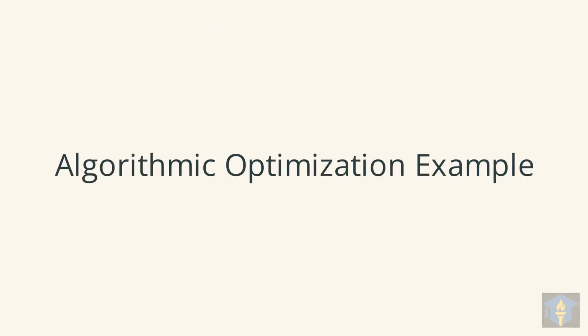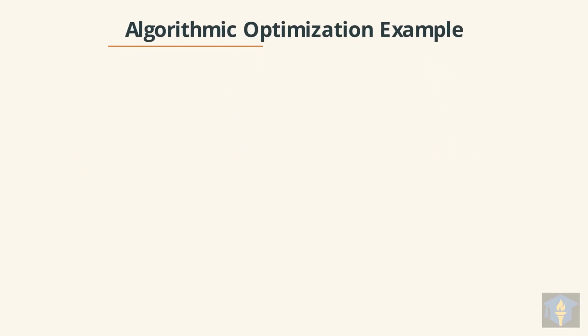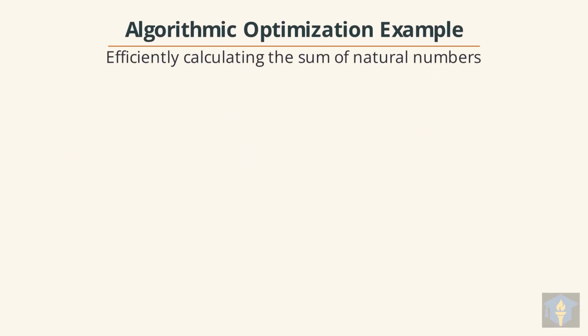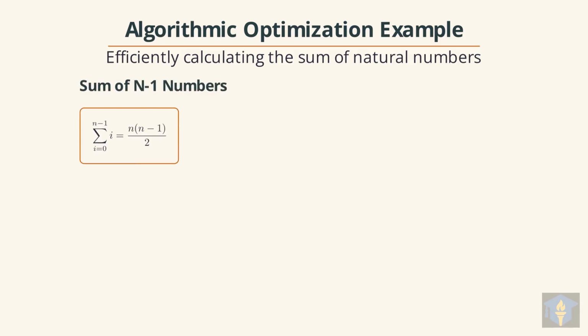Let's look at a concrete algorithmic optimization example to see how we can significantly improve performance. We will explore how to efficiently calculate the sum of natural numbers, showcasing a powerful optimization technique. Here, we'll use a direct formula to find the sum of numbers from 0 up to n-1.